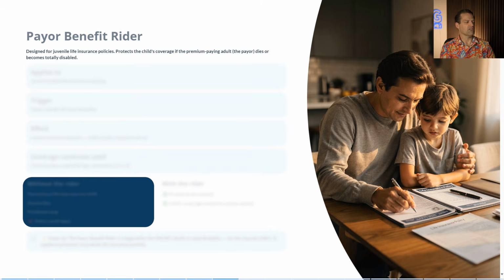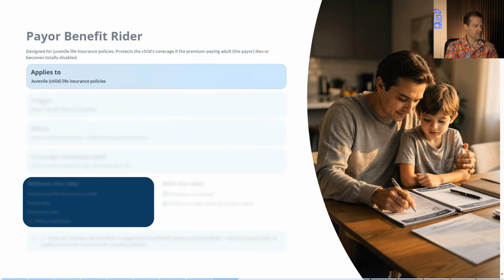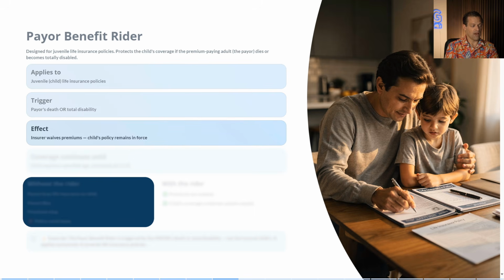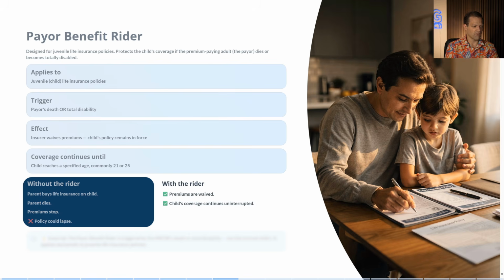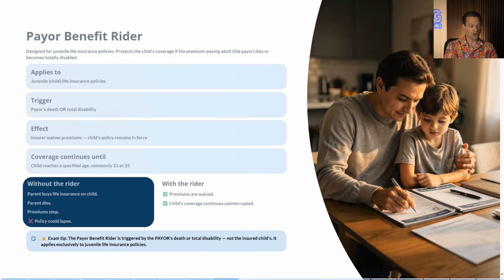Now there's a payer rider, which is designed for juvenile life policies. This protects a child's coverage if the premium-paying adult dies or becomes totally disabled. So it applies to juvenile plans. The trigger is death or disability. The effect waives premiums on the child's policy, and the coverage continues until a specified age, typically 21 or 25. You could lose the plan if the rider's not there, but with it, premiums are waived and coverage continues uninterrupted.